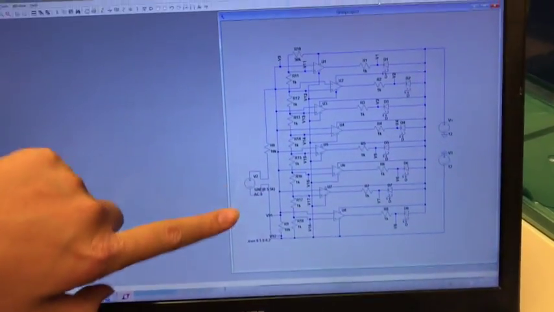Hi, this is Tracy, and this is our project, which is a volume meter based on a voltage divider concept. We're using op amps and voltage dividers. The schematic is as seen here.